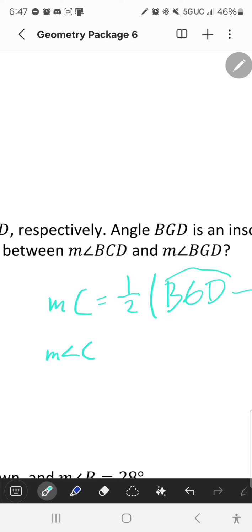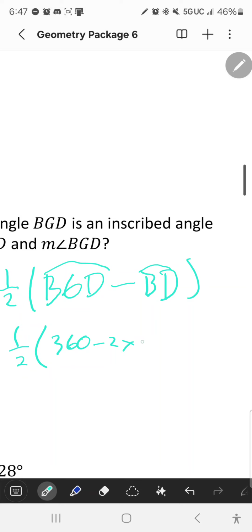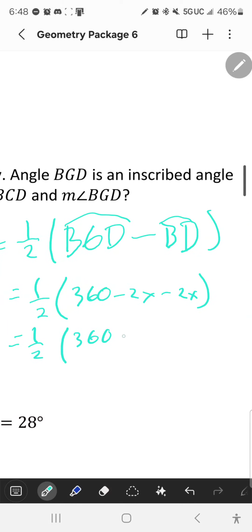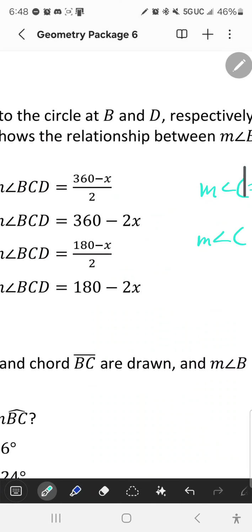So the measure of angle C is going to be 1/2 times BGD, which is 360 minus 2x, minus BD, which is 2x. Which then is going to be 1/2 times 360 minus 2x minus 2x, which is 360 minus 4x. And as you can see, that's neither of the options.